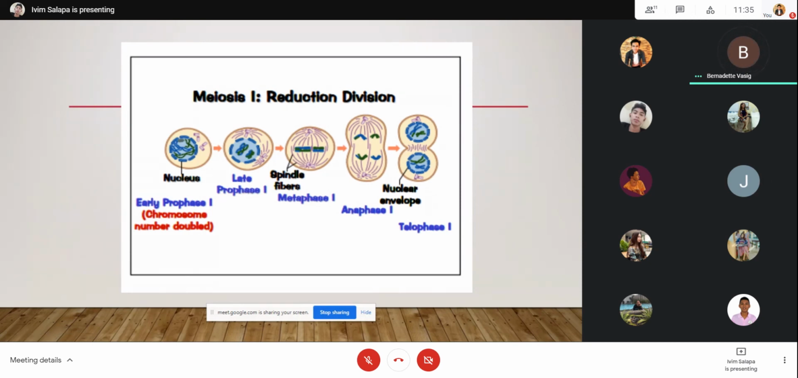In meiosis 1, ma'am, it has homologous chromosomes, one from each parent. There is pairing of homologous chromosomes, which we call synapsis, and then exchange of genetic material between homologous chromosomes, otherwise known as crossing over.